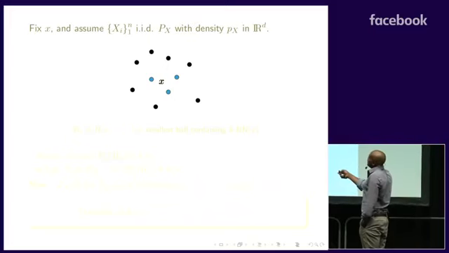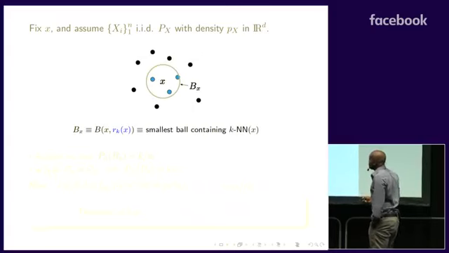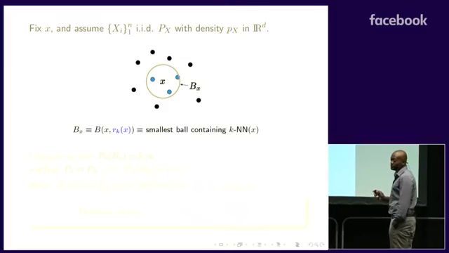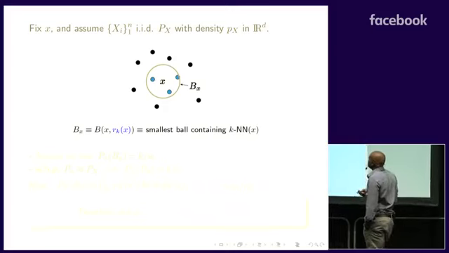We'll assume that all the xi's are IID with some density px in a Euclidean space Rd. And now let's consider this ball. I'll call it Bx. And the ball Bx is the smallest ball containing the k nearest neighbors. And understanding Rk of X is just about this. Remember, we want to understand Rk of X, so we really are caring about the ball containing the k points. It's Bx of Rk of X.